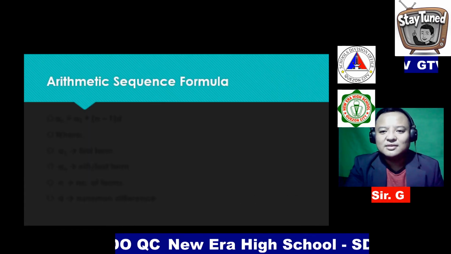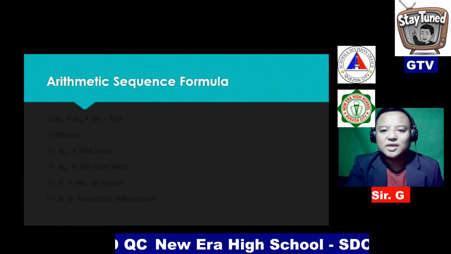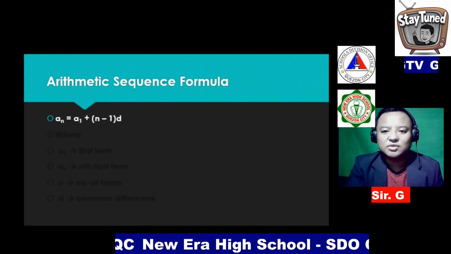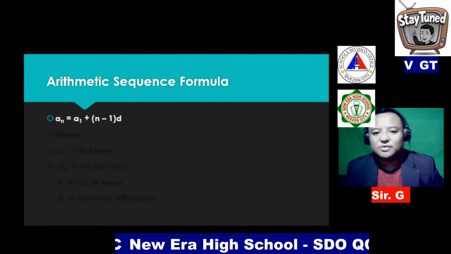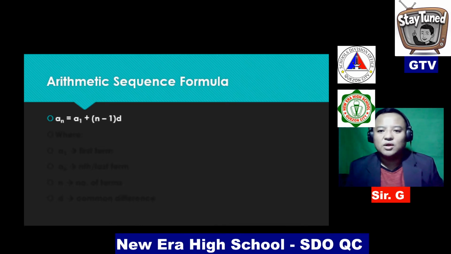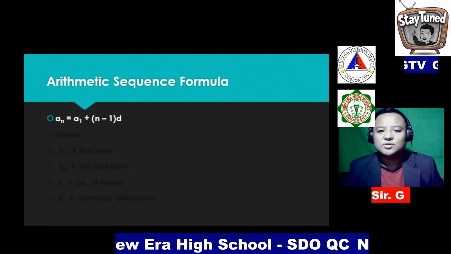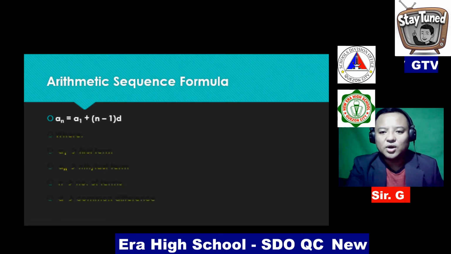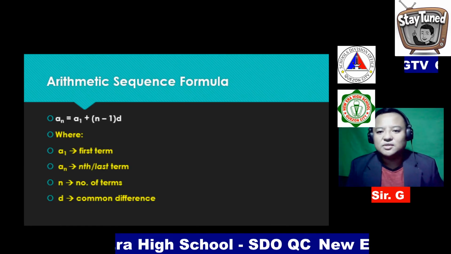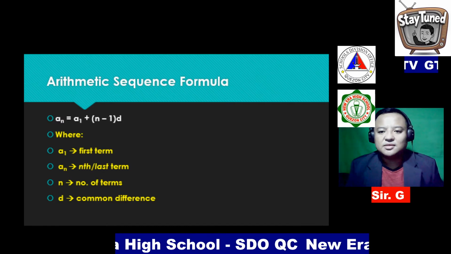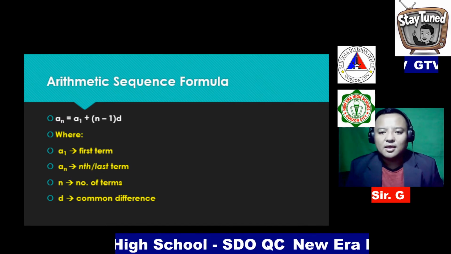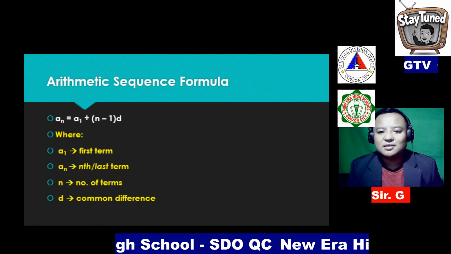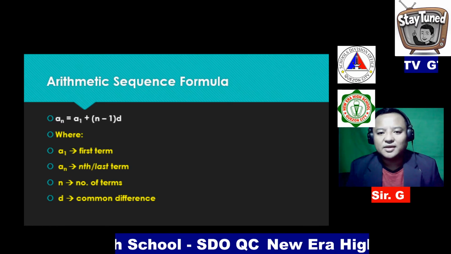Alright. So, again, let's revisit our arithmetic sequence formula. Again, this is denoted by a sub n equals a sub 1 plus a quantity of n minus 1 times d, where a sub 1 is the first term, a sub n is the nth or the last term, n is the number of terms, and d is our common difference.